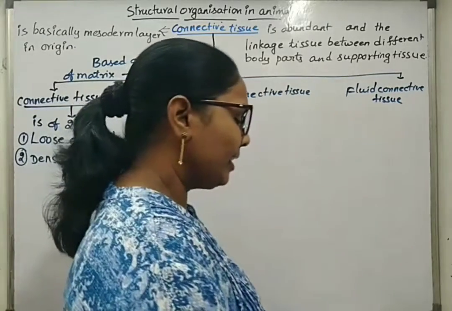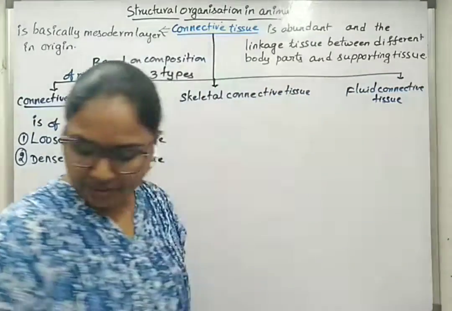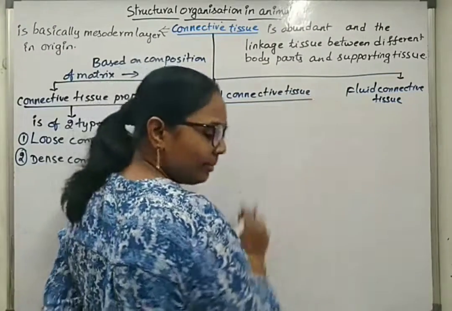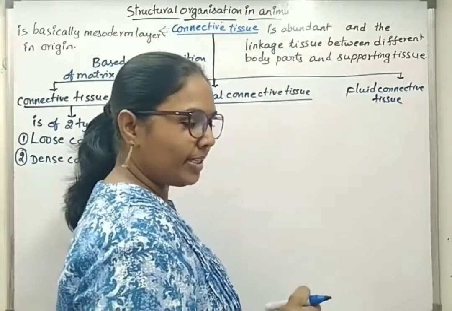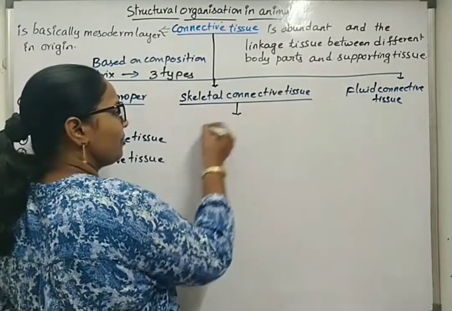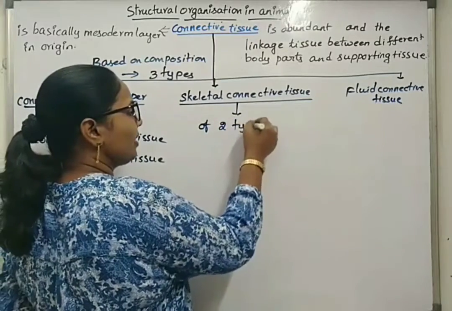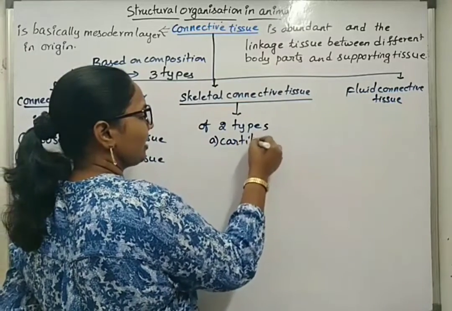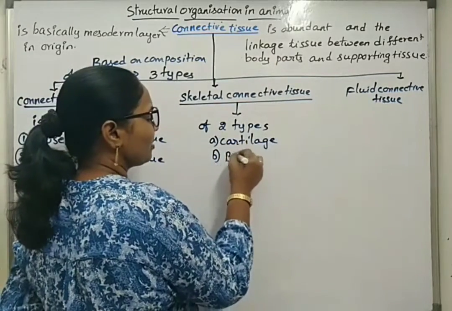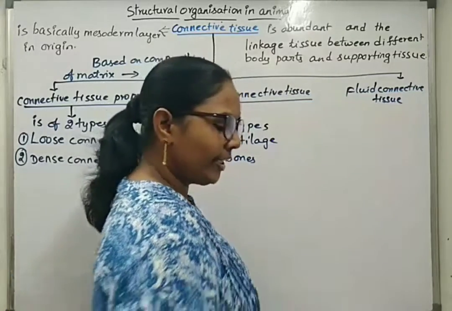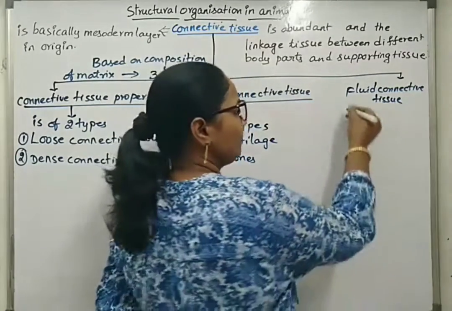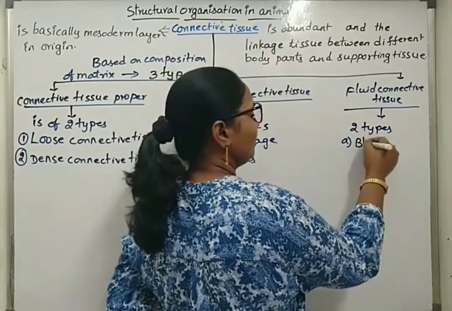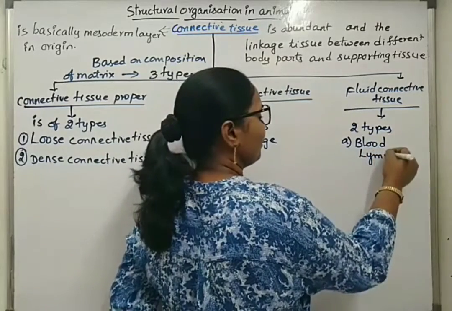Now, this skeletal type of connective tissue, again it is of different types. It is based on matrix that we said, and here we see it is of two types. Here we read about cartilage and bones. One is cartilage type, second one bones. In case of fluid connective tissue, we read about blood and lymph. Two types. One is blood and the other one lymph.